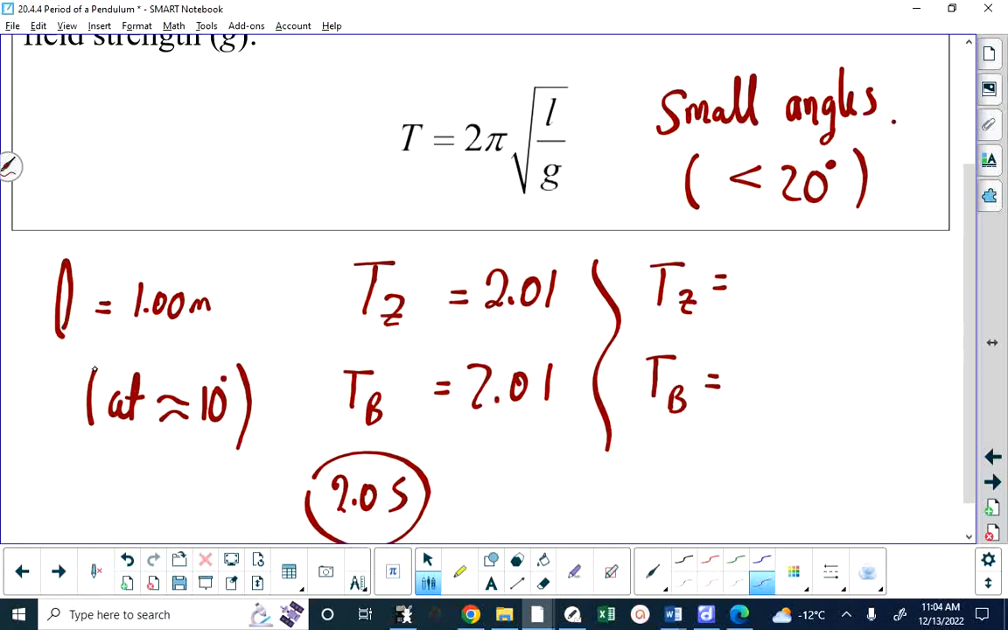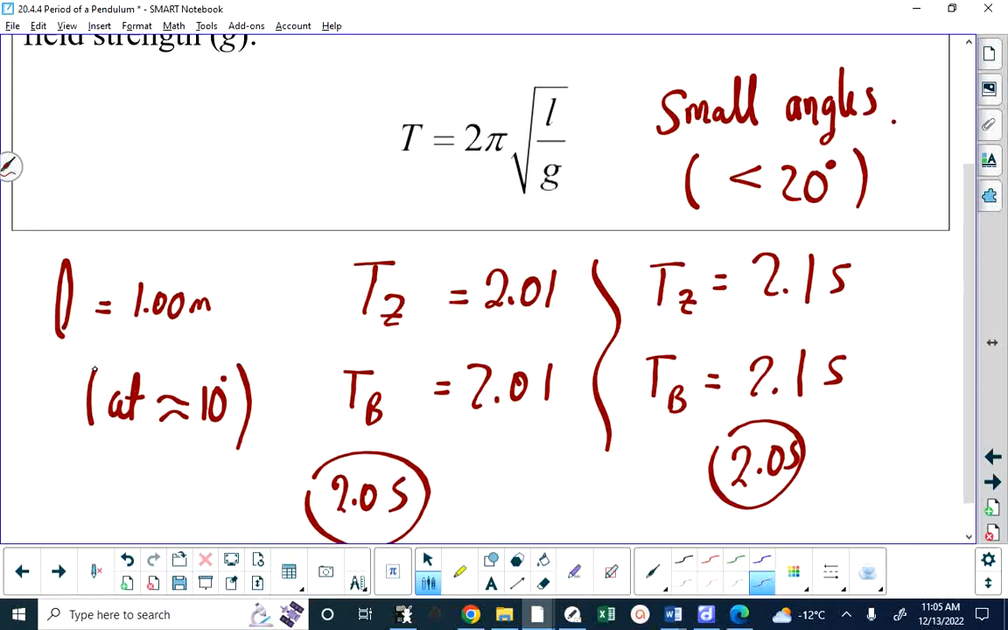What'd you get? 2.1. So the bigger the angle, and that was pretty big. I think that was like 45, maybe 50 degrees off. Here we get 2.1 and 2.1, and we should get 2.0. So the bigger the angle, the further off you are.